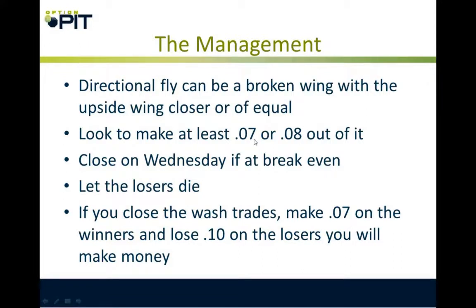All right? On the winners, if you make 7 cents on the winners and you lose a dime or 9 cents or 8 cents on the losers, you will make money. And you take out the wash sales. You'll make money if you're a good directional trader. Obviously, that's the piece that matters.